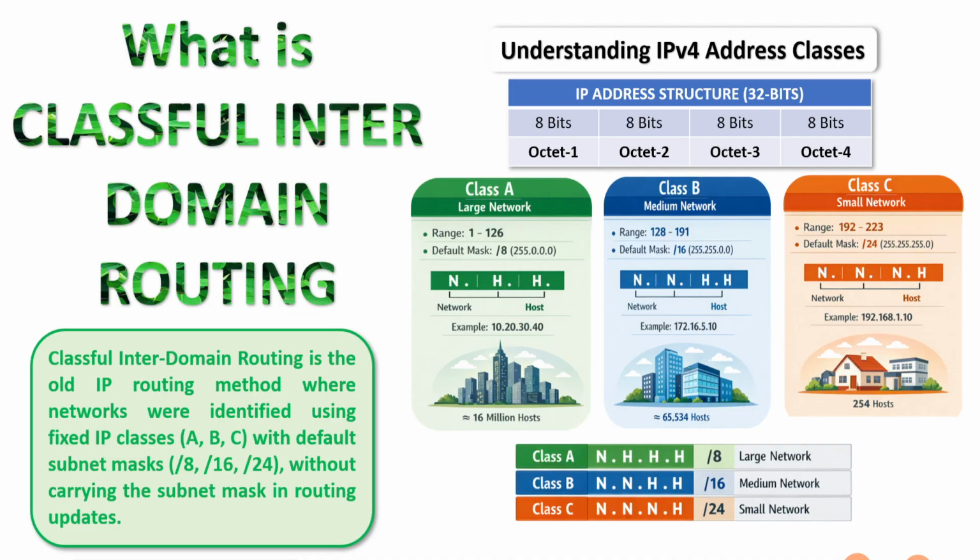So what exactly is classful interdomain routing? Classful interdomain routing is the old IP routing method where networks were identified using fixed IP address classes A, B, C, right? These are the classes with default subnet masks like /8, /16, /24, without carrying the subnet mask in the routing updates.